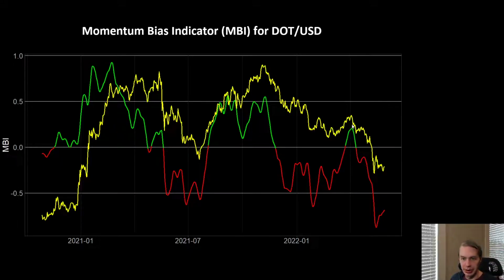And this is one of the things that I was looking for across multiple different assets back at this point: when we were able to start reestablishing a positive momentum bias, would we just get immediately rejected back to the downside? That's what happened. And then indeed we saw further downside after that. So from the MBI's perspective, there's no real reason to be too excited about DOT until we can reestablish this positive momentum bias and not just immediately get rejected.